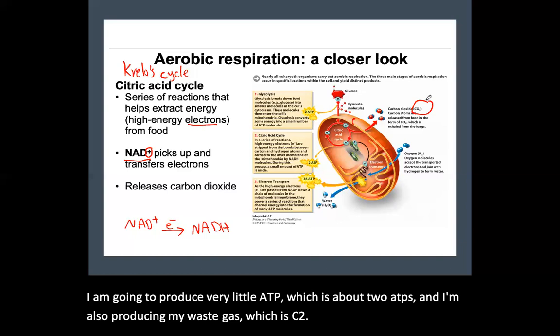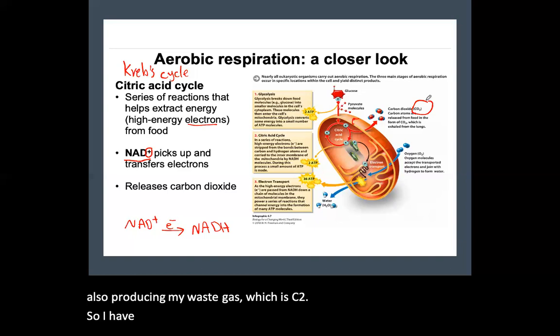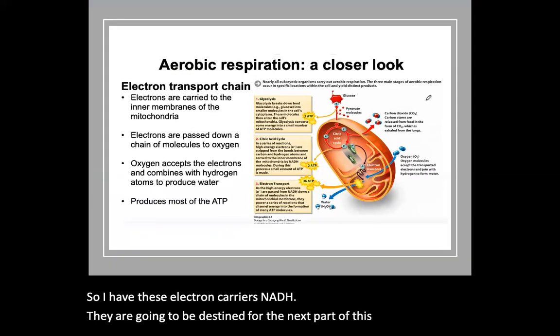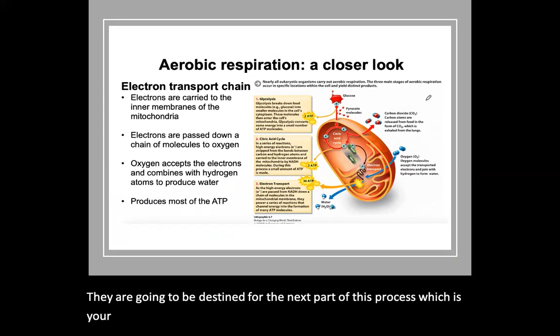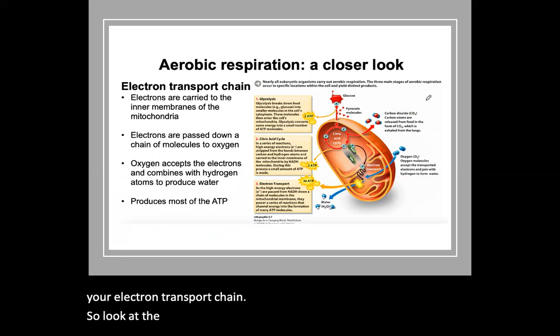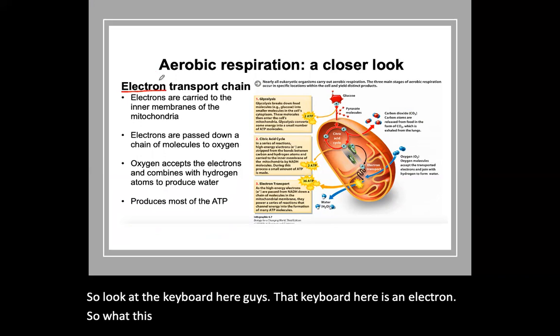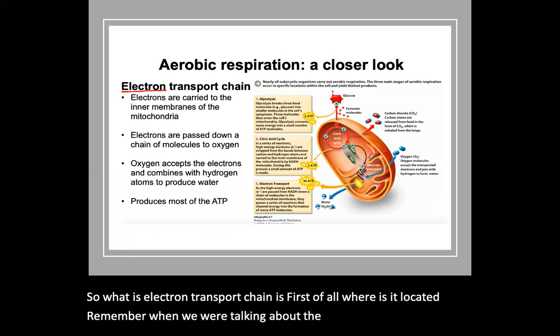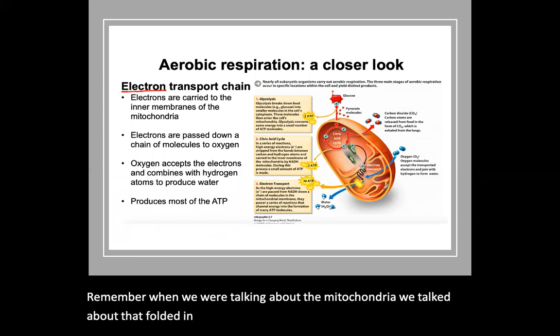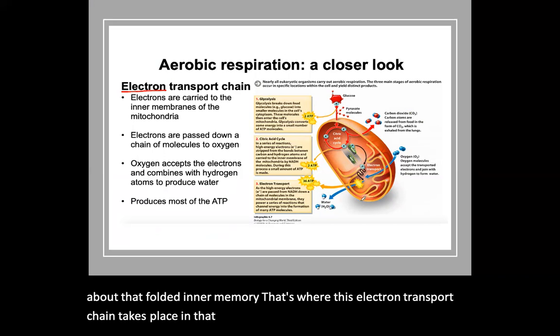So now I have these electron carriers, NADH. They are going to be destined for the next part of this process, which is your electron transport chain. So look at the keyword here, guys. The keyword here is electron. So what this electron transport chain is, first of all, where is it located? Remember when we were talking about the mitochondria, we talked about that folded inner membrane? That's where this electron transport chain takes place, in that folded inner membrane you see right here.